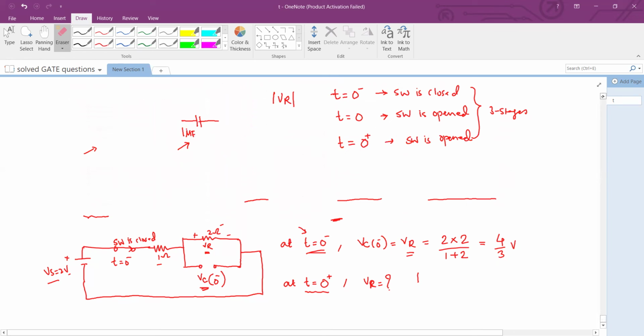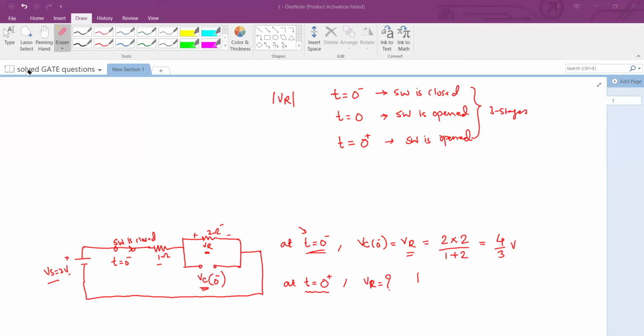Oh, well, the circuit is like, you don't have to wait, just a second. Okay, so we can draw how the circuit looks like at t equal to 0 plus. So we'll draw the circuit here.